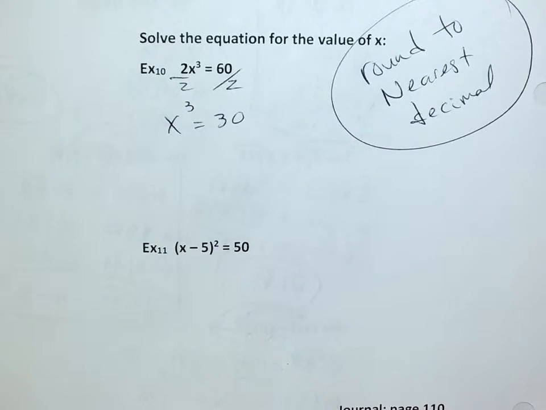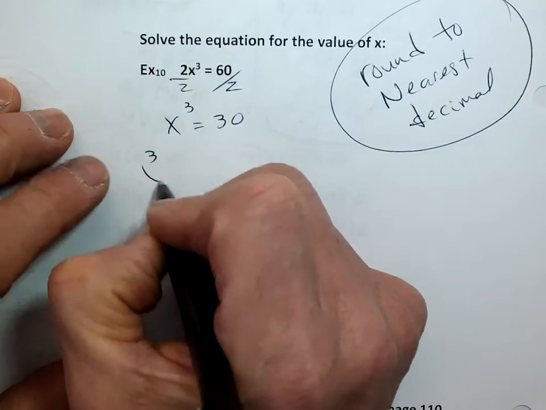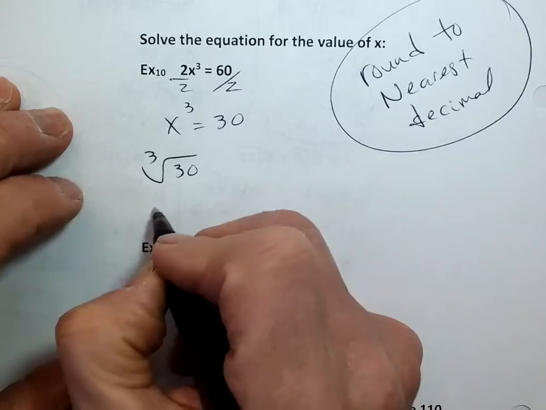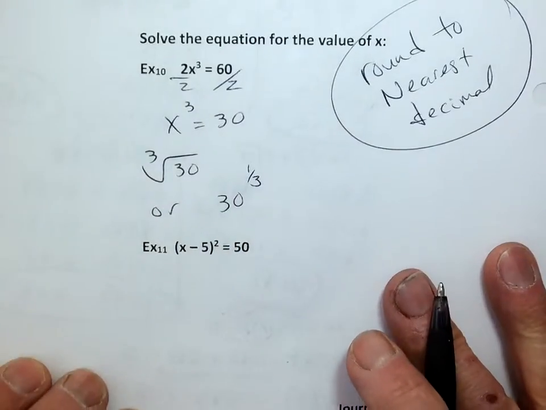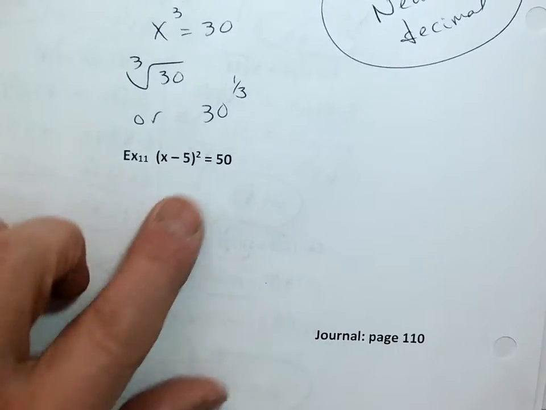You get the cube root. Cube root. Now there are two ways to get a cube root, and I'll show you on a calculator. Cube root of 30 or 30 to the 1/3 power. Both will work. Which one do you like? 30 to the 1/3 power. Okay, I thought that's what you'd say.